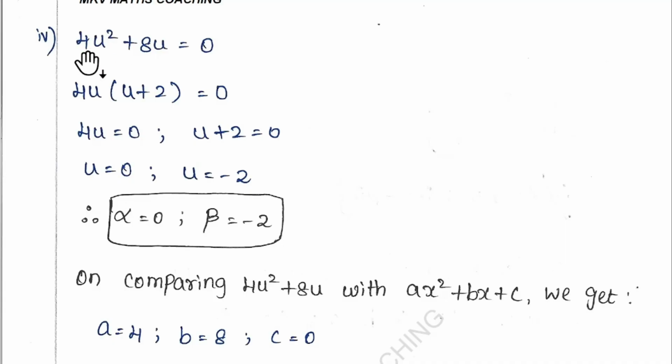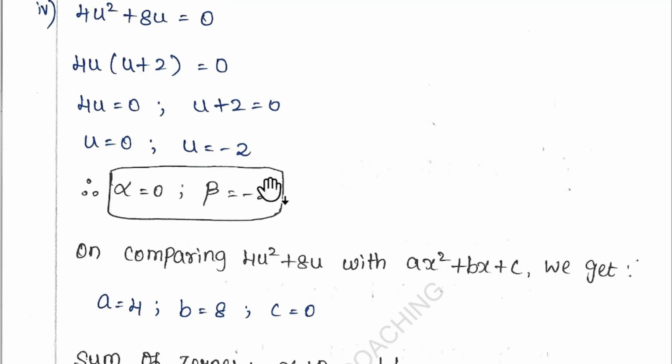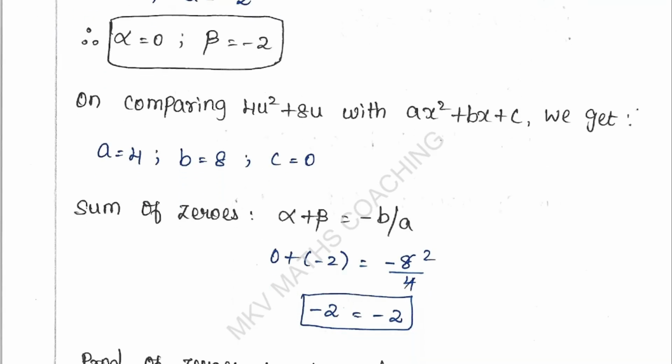Now tell me the a, b, c values. A is the u square coefficient, 4. B is the u coefficient, 8, and C is the constant. There is no constant, so you have to write C as 0. Okay. Now substitute in the formula.